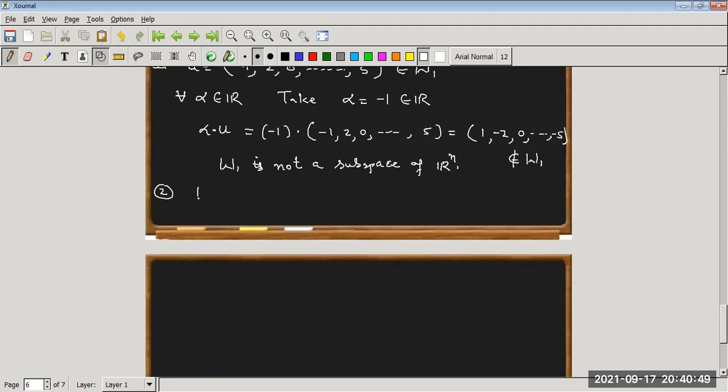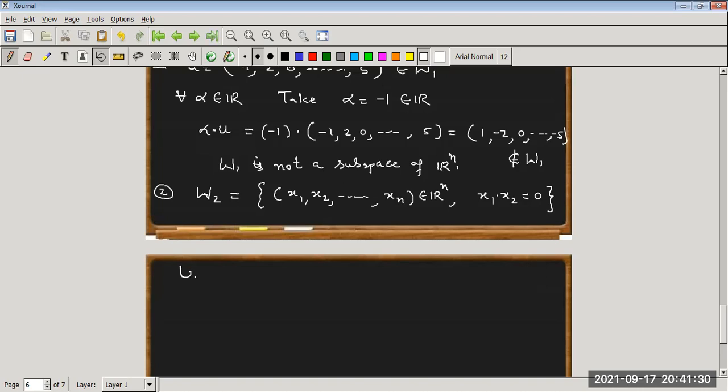Second, W2. We check whether W2 is a subspace or not. The elements of W2 are (x1, x2, ..., xn), which belong to Rn, where x1, x2 belong to R, with the condition that x1 times x2 must be equal to 0. The product of x1 and x2 must be 0.